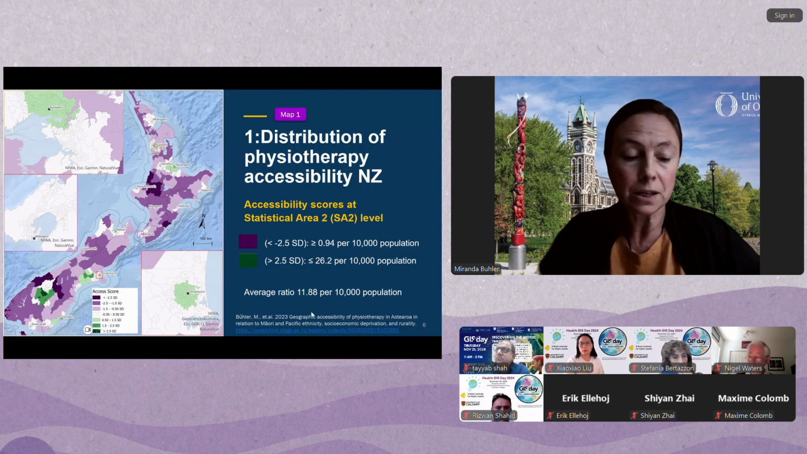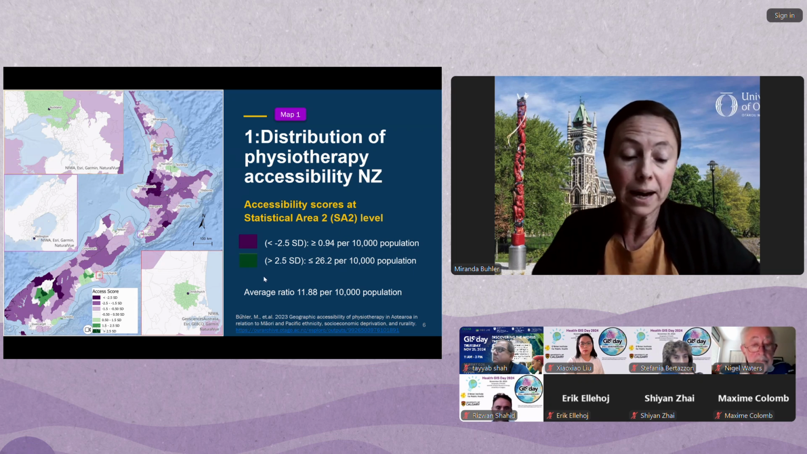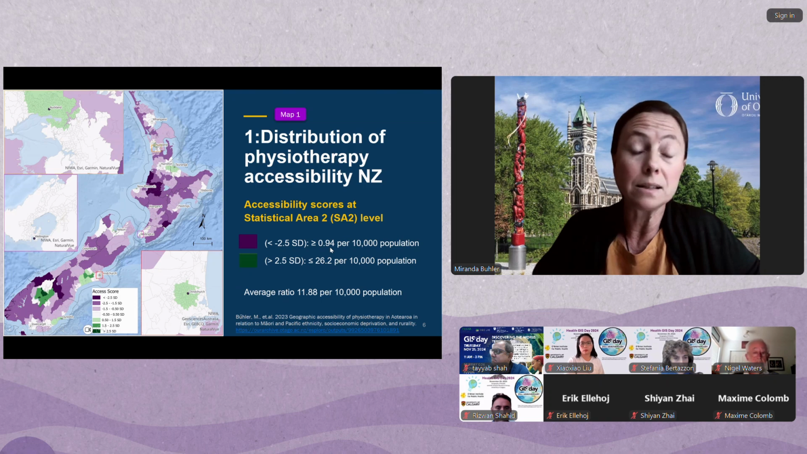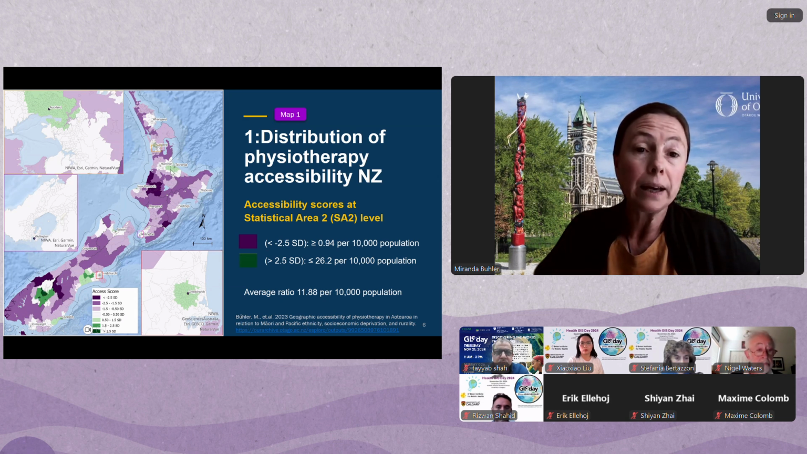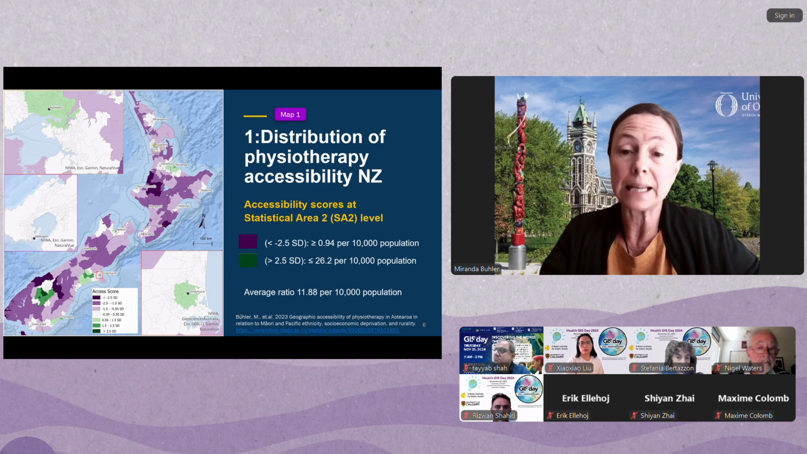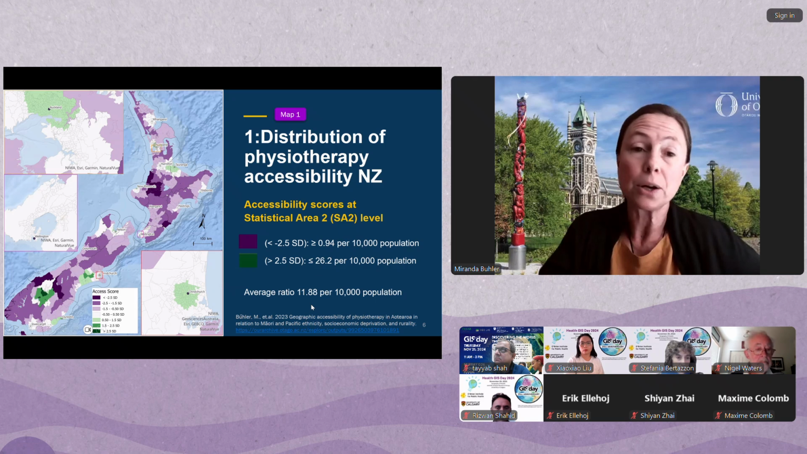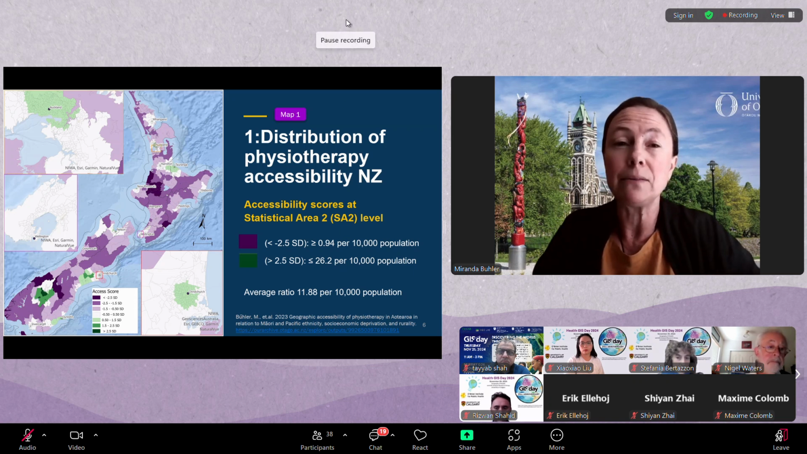So in this first map, you can see the areas of very low accessibility are the deep maroon. And in these areas, the weighted provider to population ratios were as low as less than 1 per 10,000 population, which is much like in developing nations. In the areas of very high accessibility, which are the dark green areas, some down through here and a little up in the North Island, the weighted ratios were as high as 26 per 10,000 population, which is well up with the highest in the world from Scandinavian countries. The average ratio across the country was just under 12 per 10,000 population, which is somewhat higher than that in Canada, I believe, which is around 7 to 8.